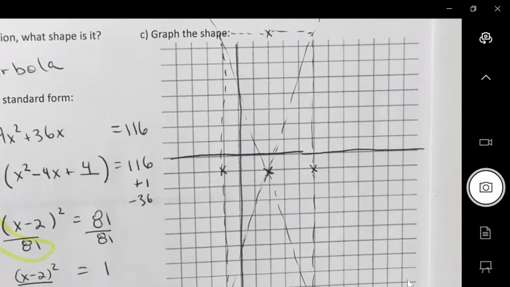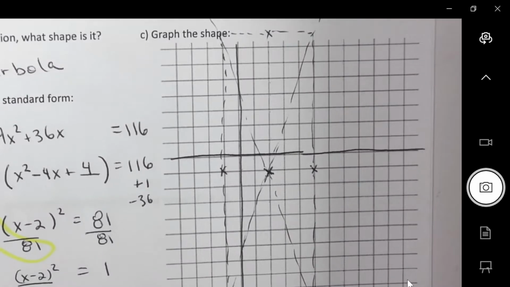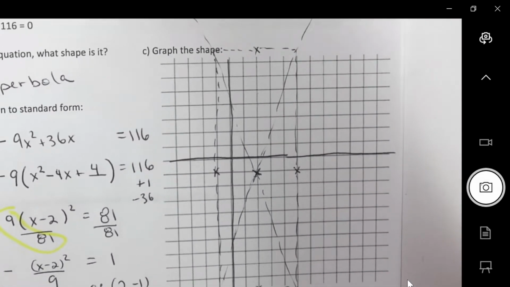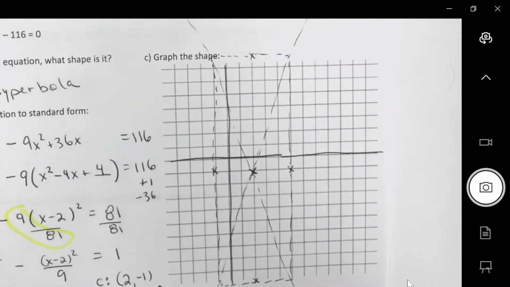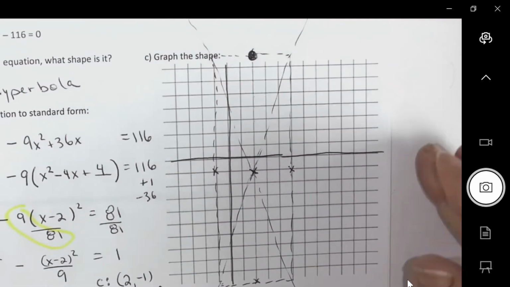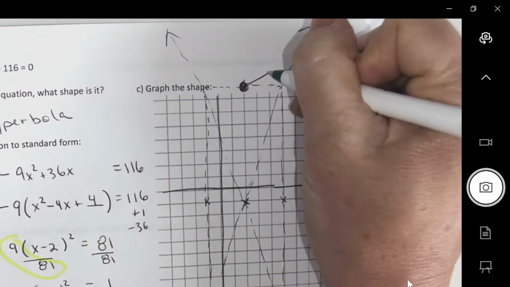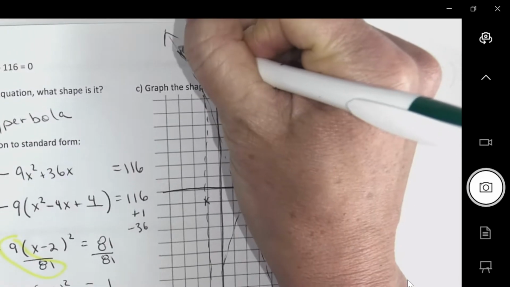What's that? Does it have to be what? Dotted? Your asymptotes are, yeah. That's what asymptotes are, yeah. What did we say? Vertical. So this is now part of the graph, so I'm going to put it as a dot. Follow your asymptotes. Follow your asymptotes.